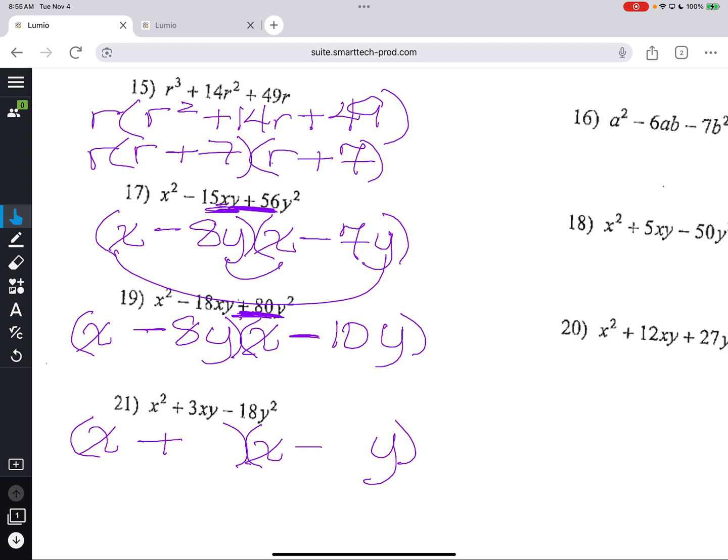Lane, what would you get? I'm a little confused. On number 21. All right, what'd you get? Is it x plus 6y and then x minus 3y? Yes, it is. Excellent. Lane, the first thing we should always do is list the factors of 18. People will go, it's just 9 and 2, and they forget 6 and 3 are factors. And you see why we subtract. I see. The 6 is positive, and the 3 is negative.